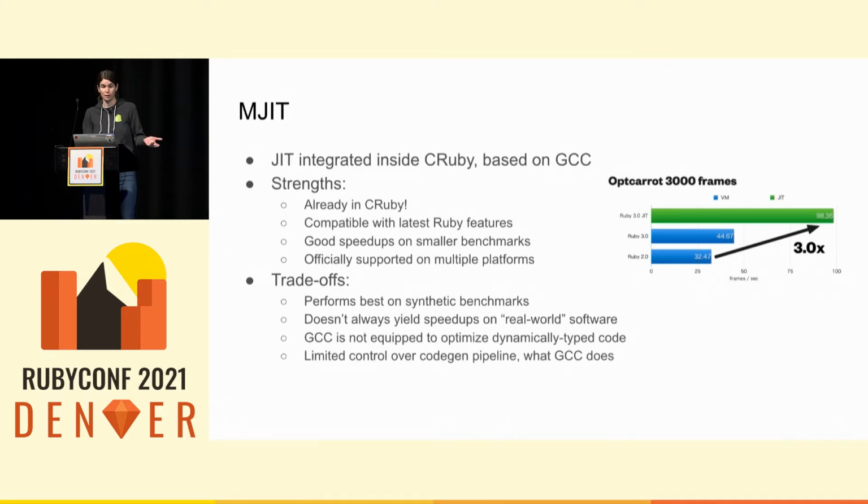MJIT is already integrated inside of CRuby. It's based on GCC. Some of its strengths: because it's built inside of CRuby, it's compatible with the latest Ruby features, it offers good speedups on smaller benchmarks, and it's widely supported on multiple platforms. In terms of trade-offs, it performs best on smaller synthetic benchmarks, but it doesn't always yield speedups on real-world software. We think this is in part because GCC is not really equipped to optimize dynamically typed code, and MJIT has limited control over the compilation pipeline. It generates C code that's then fed into GCC, and GCC does whatever GCC does.